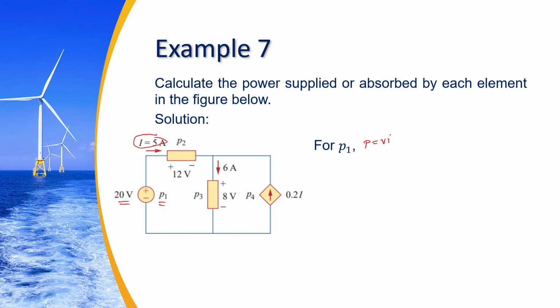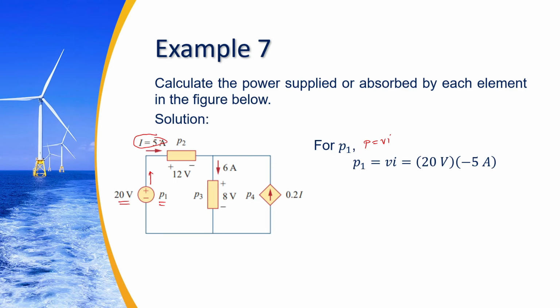Ngayon, pansinin niyo yung arrowhead. Saan yung arrowhead nakaturo? Papunta sa out. Ibig sabihin, lumabas siya mula dun sa source. Tama? Kung lumabas siya mula sa source, siya yung nag-supply. Okay? Siya yung nagbigay. Tama? Therefore, kapag gusto natin makuha yung magnitude niya ng power, just multiply lang yung 20 at yung 5.